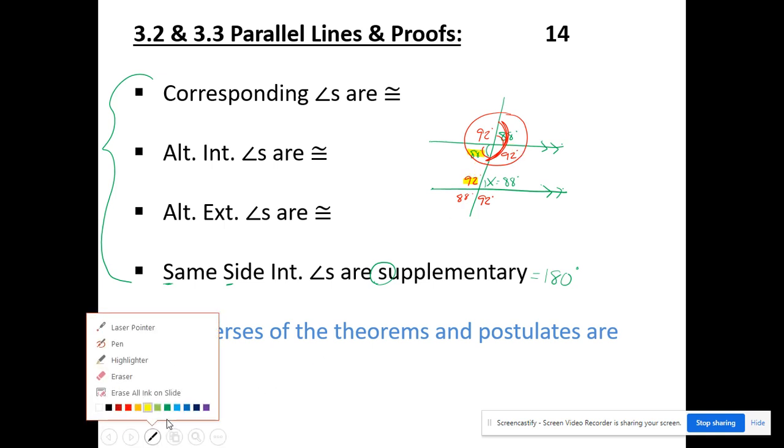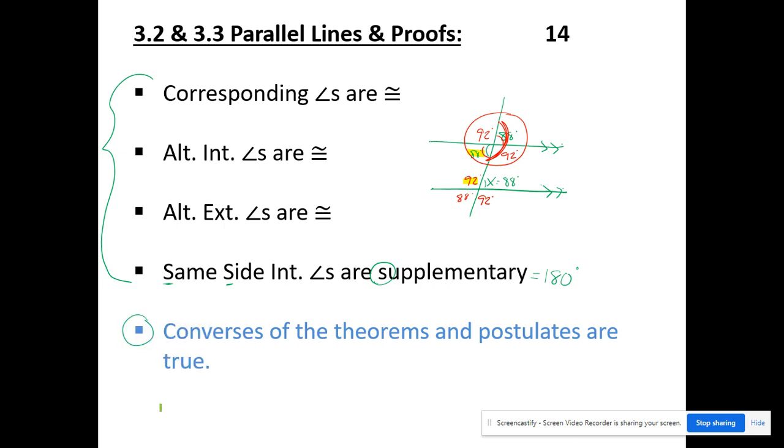Change colors to a different highlighter. And so on this side right here, this 92 and this 88, they'll add up to 180. They're same side interior. That's the only one that's different. And so remember, supplementary. But again, I could have also gotten to it by doing the vertical angles, or do this linear pair here. There's multiple ways to get to the answer.